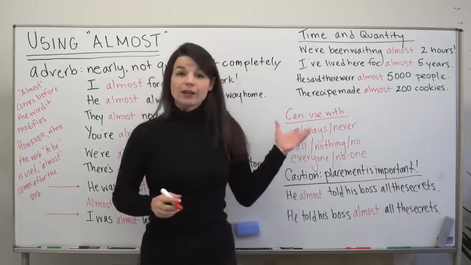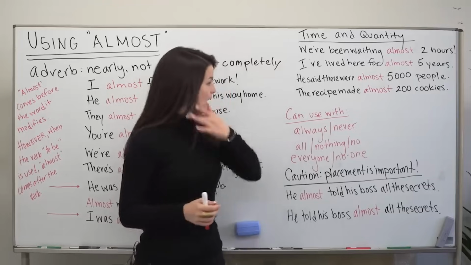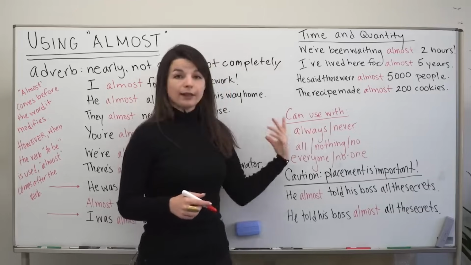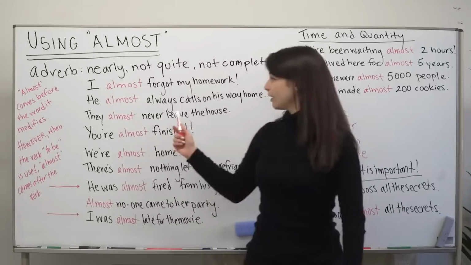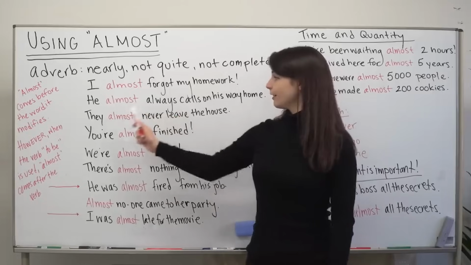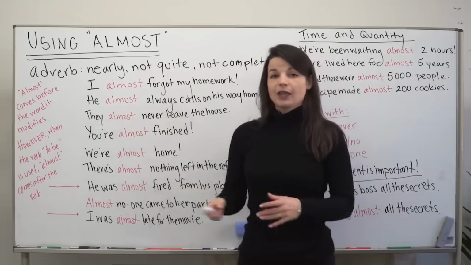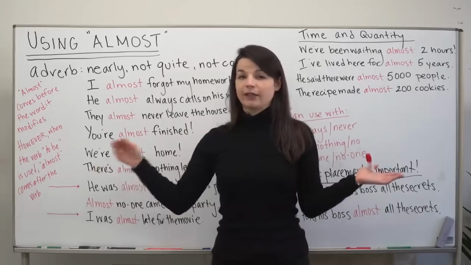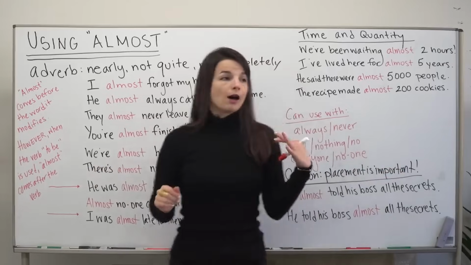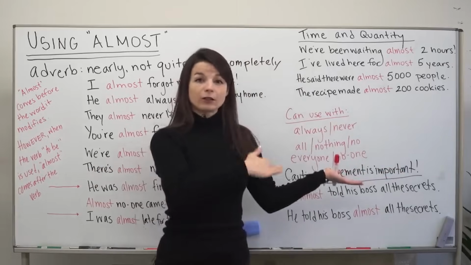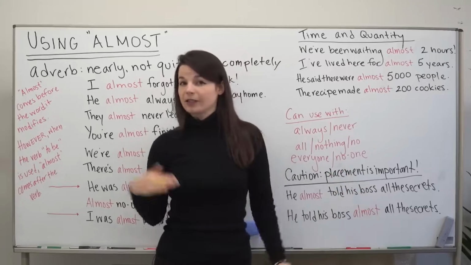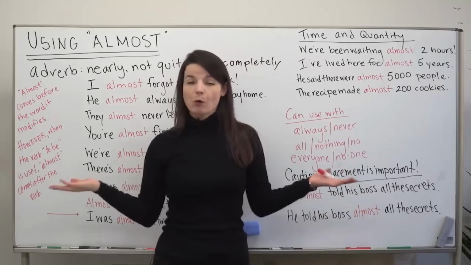Okay, so as we've seen so far in this lesson, we can use almost with words like always and never. I used it over here, for example, he almost always and they almost never. So just keep in mind that these have very, very different meanings, kind of opposite meanings. I almost always means very nearly always, and almost never means very nearly never, but not quite.